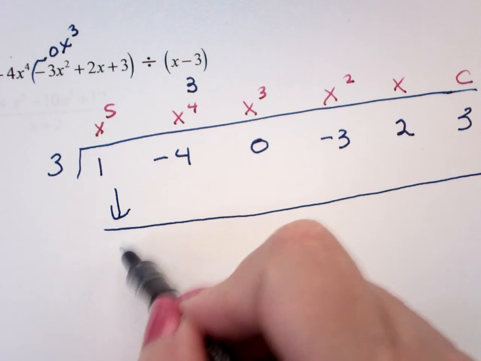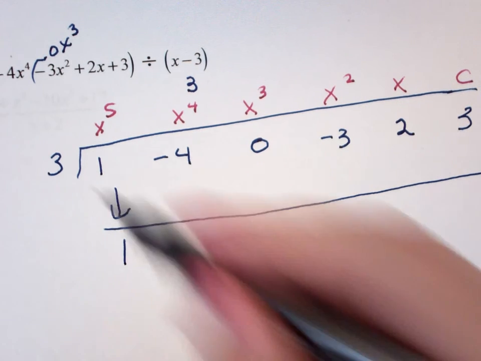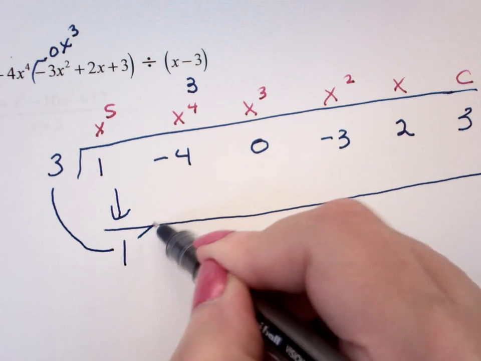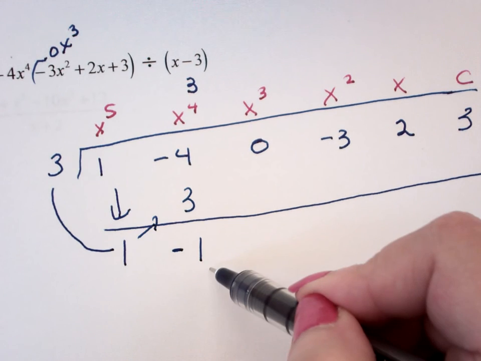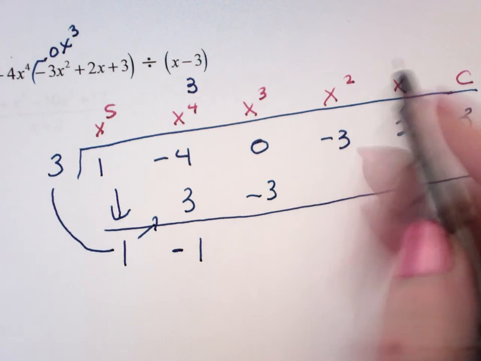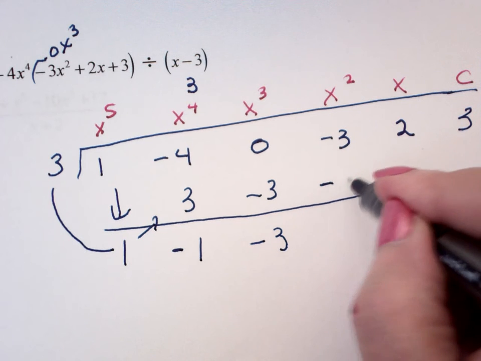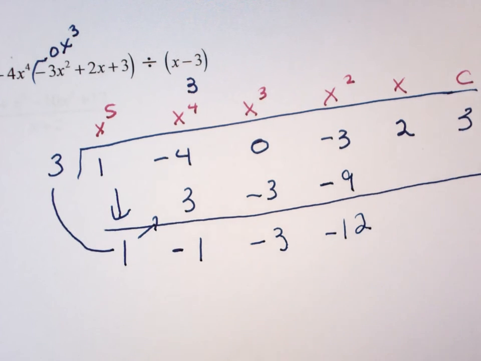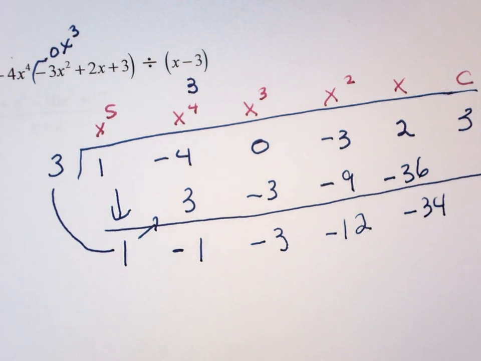So I bring down the 1. What do I multiply x by to get x to the 5th? It would be 1 times x to the 4th. So then 3 times 1 is 3, and add. 3 times -1 is -3, and add. 3 times -3 is -9, and add. 3 times -12 is -36, and add.